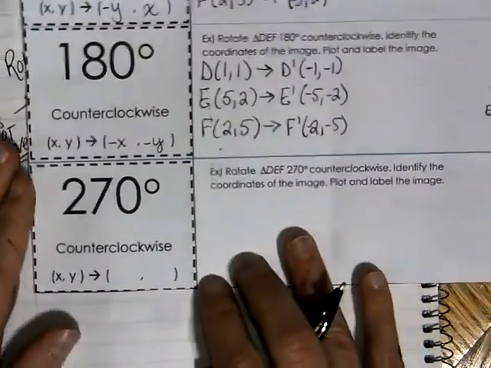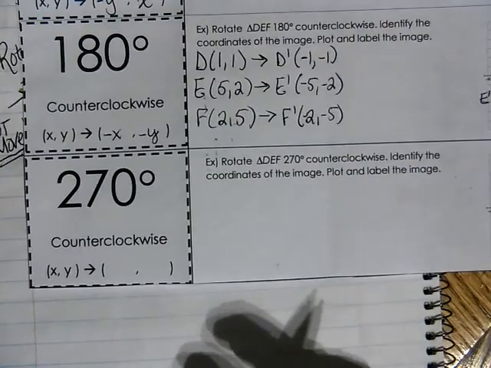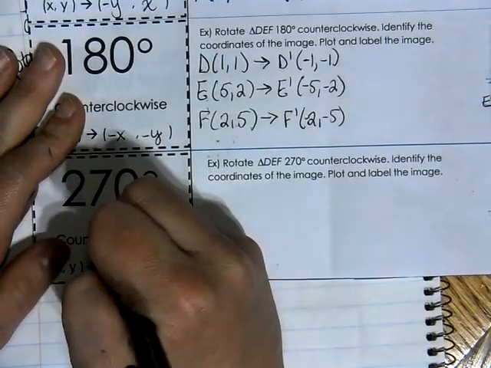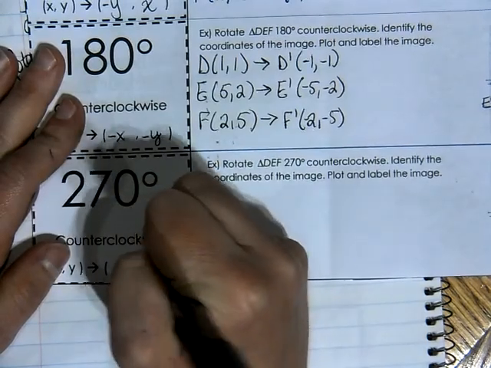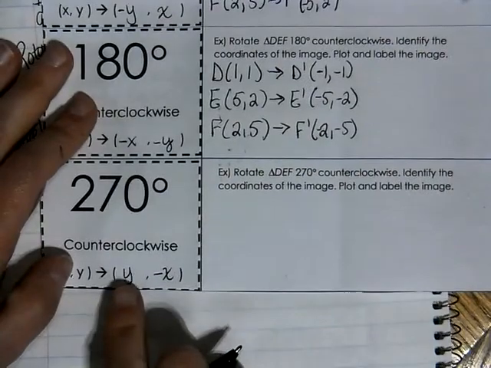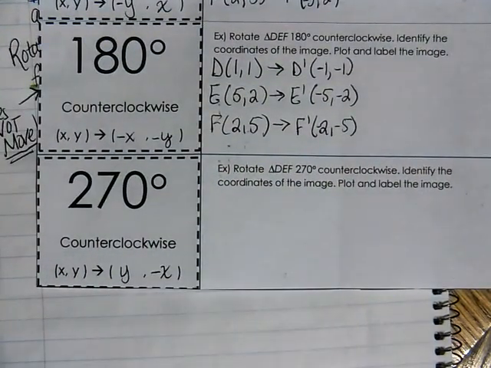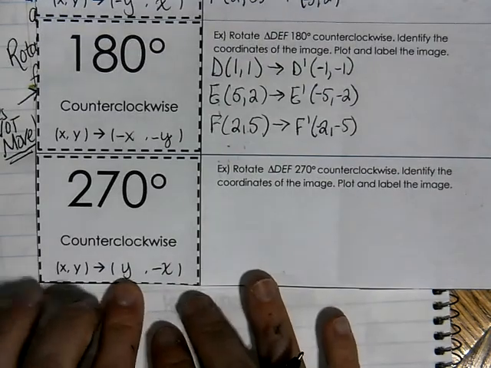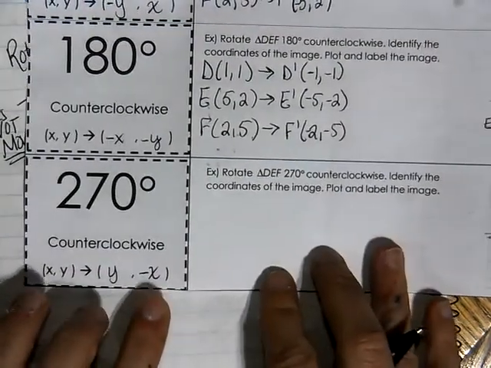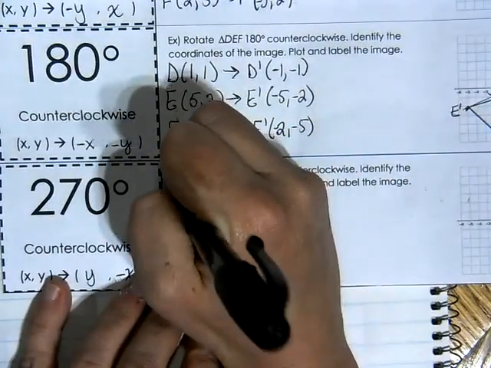The last one that we have is 270 degrees. And the 270 degrees' rule is (x, y) changes into (y, -x). So it's a little bit different. The x and y order changes, but instead of changing the sign of y, we're going to change the sign of our x value. So fortunately for us, our ordered pairs are going to remain the same.